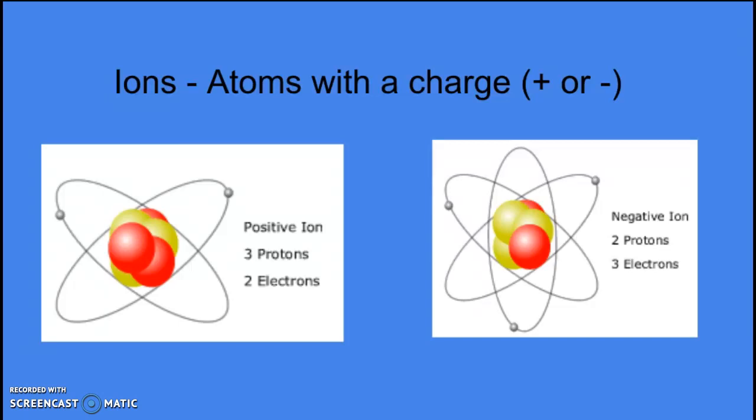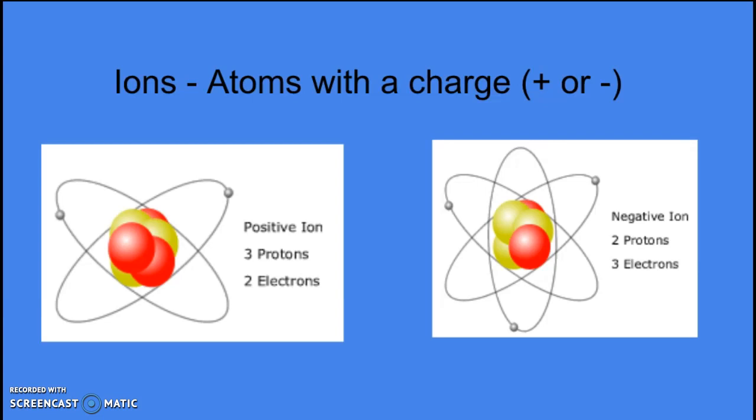Ions are atoms with a charge. The charge can be positive or it can be negative. On the left-hand side, you see a positive ion. It's positive because it shows that there are 3 protons and only 2 electrons, so it has more of a positive charge than a negative.